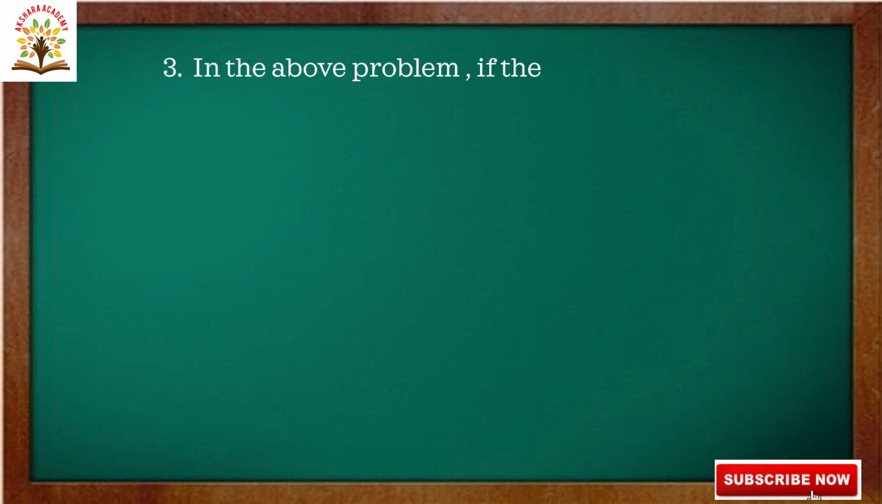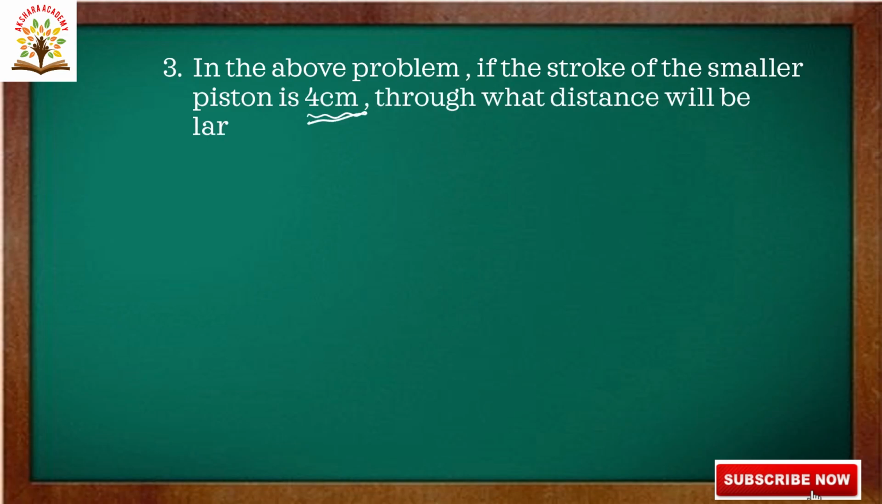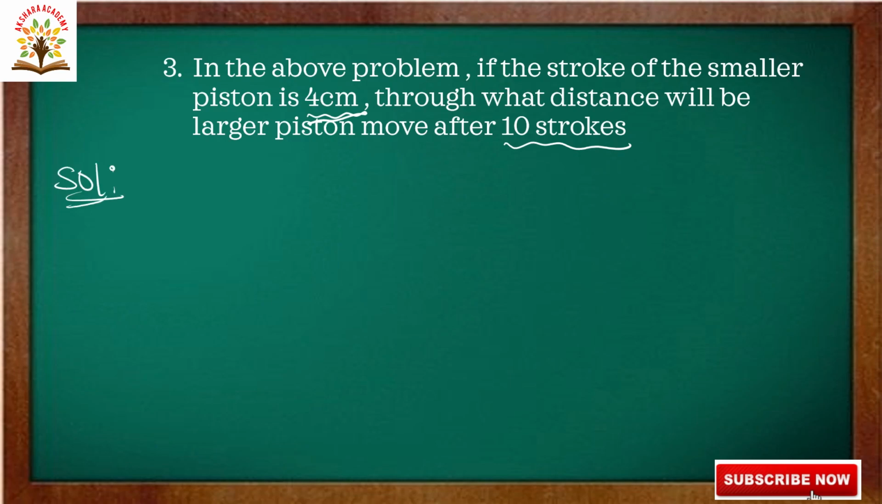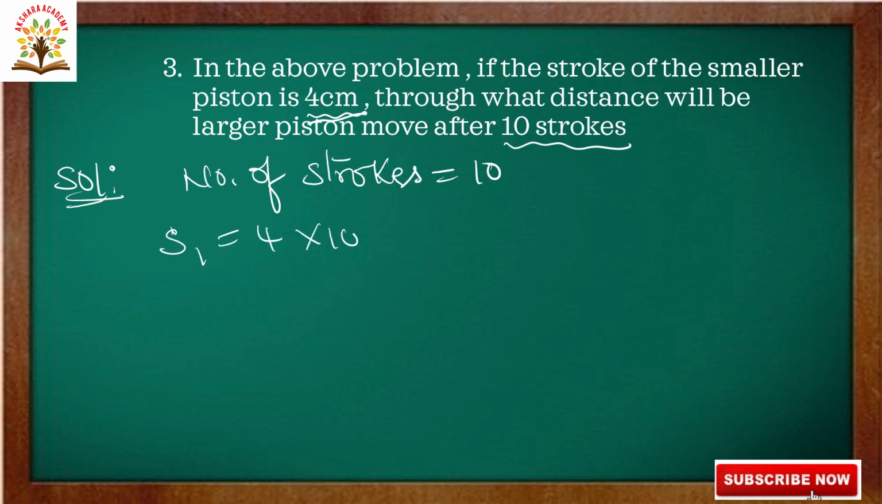Third one, in this above problem, if the stroke of the smaller piston is 4 cm, through what distance will the larger piston move after 10 strokes? See here, the number of strokes given is 10. So let us go to the solution. Number of strokes is equal to 10, and the distance traveled by the smaller piston, that is S1, is 4 into 10 to the power of minus 2. We are converting centimeters into meters, 10 to the power of minus 2.